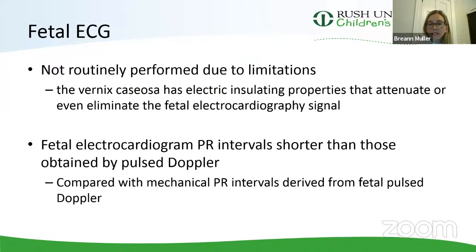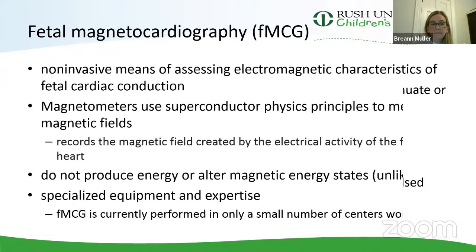So then I wanted to touch on fetal ECG and fetal MCG. Now, these are things that aren't routinely done. We're not able to pick up a good ECG signal from a fetus. That's why it's not routinely done. But we know that when we Doppler and use a PW, we're usually overestimating the PR. Studies comparing the fetal ECG to the Doppler on a fetal echo have shown that the fetal echo pulse Doppler usually overestimates the actual PR.